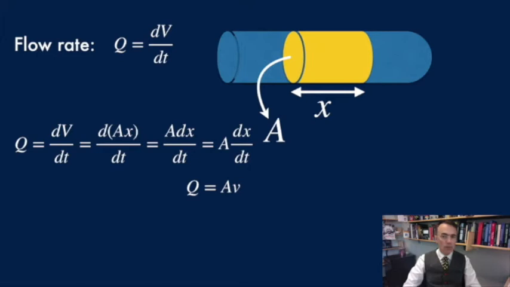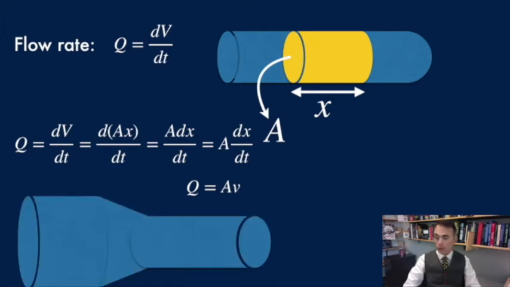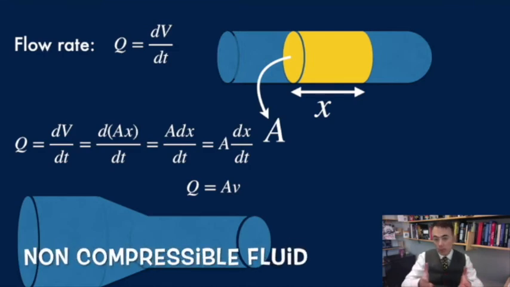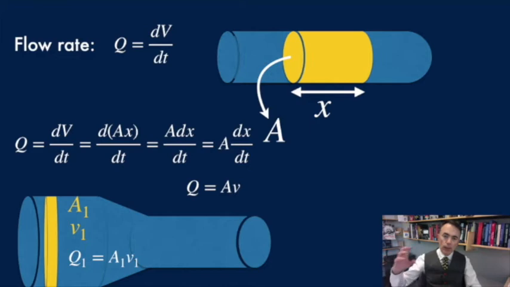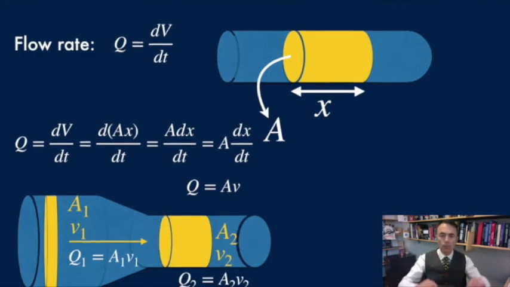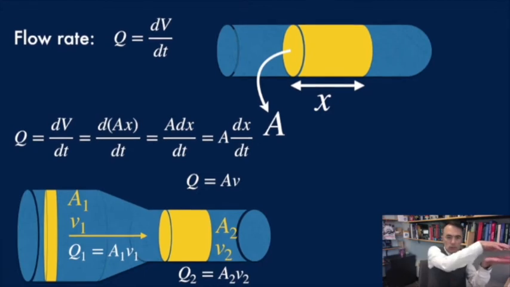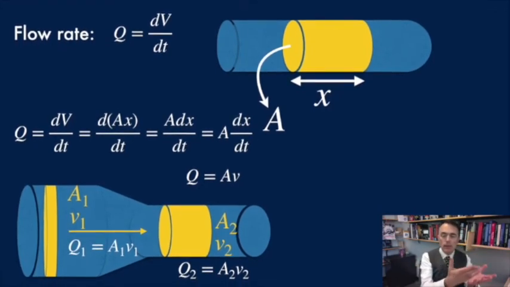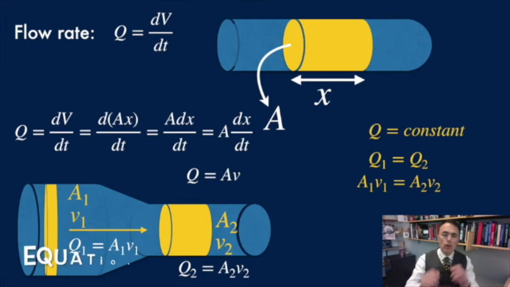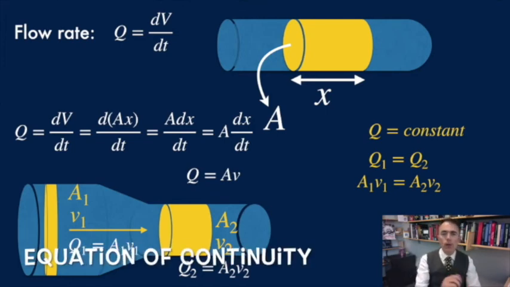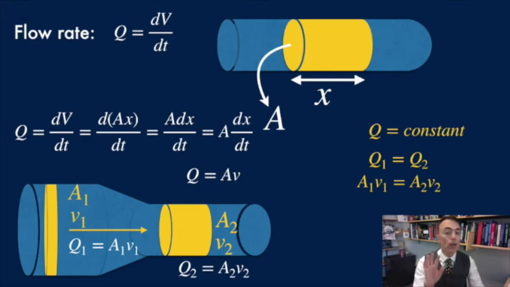Something interesting happens when the pipe changes its cross-section. If we are dealing with a non-compressible liquid, so that the volume is not going to change, and pipes that have no leakage, then the same amount of fluid has to pass each point per unit time. If the pipe narrows, this implies that the fluid needs to move faster, and vice versa. Q1 is equal to Q2, and A1V1 is equal to A2V2. This is called the equation of continuity. This equation assumes that the fluid is incompressible.